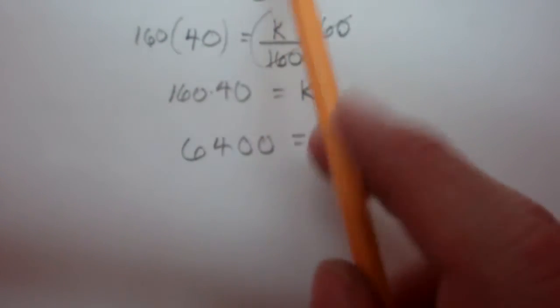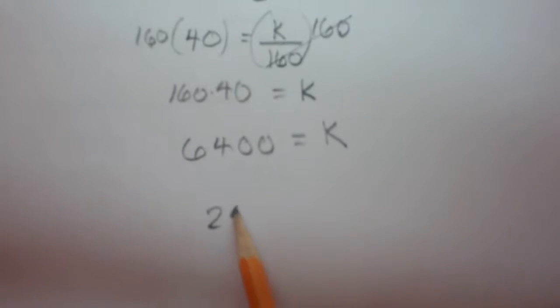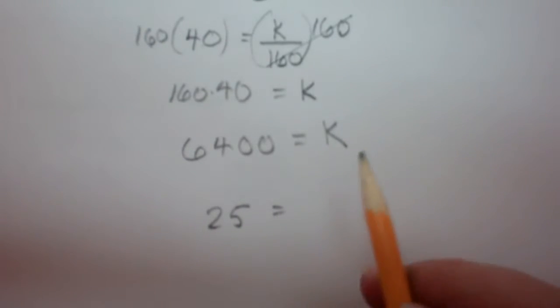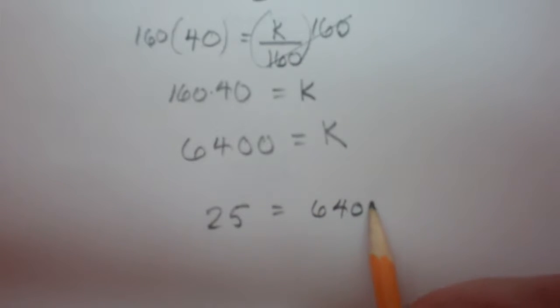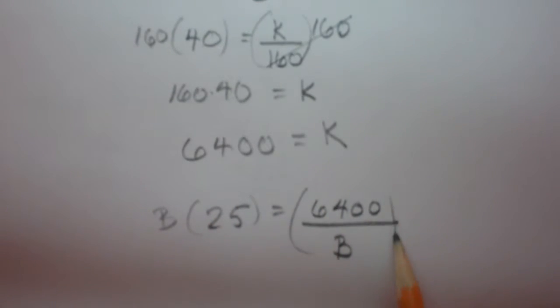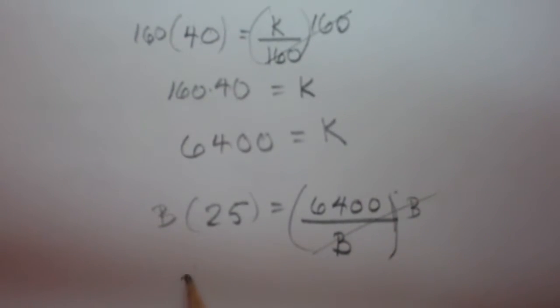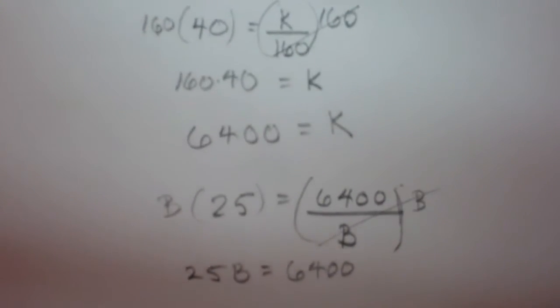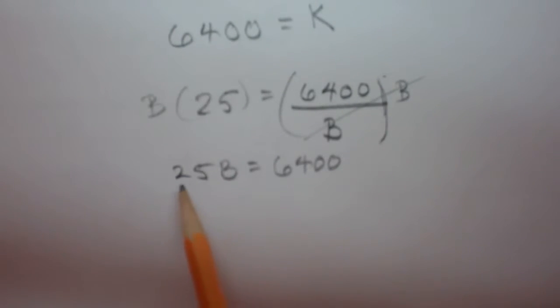For the average temperature here, I'm going to replace it with a 25. We now know what K is equal to, so I'll write that out here, 6,400. We don't know the value of B, but that's what we're going to solve for now. Let's solve for B by clearing the fraction, multiplying both sides by B. Over here, B times the 6,400 divided by B, the B's cancel out. We end up with 25B is equal to 6,400.